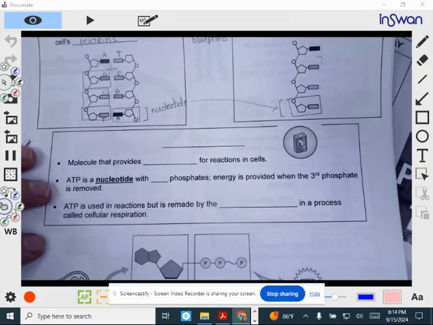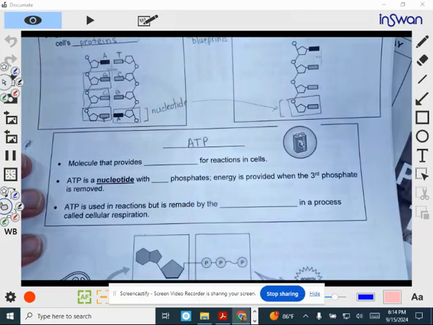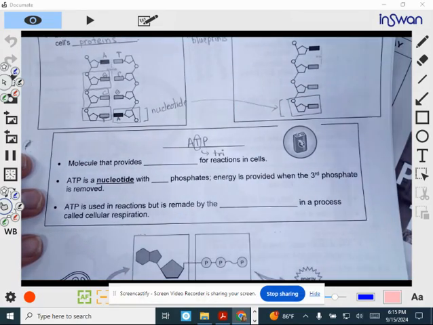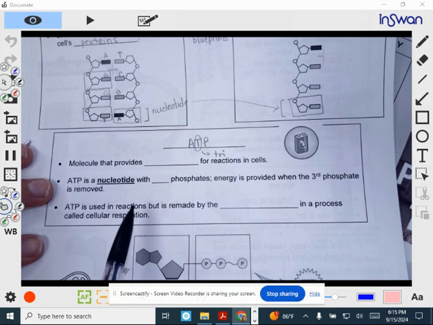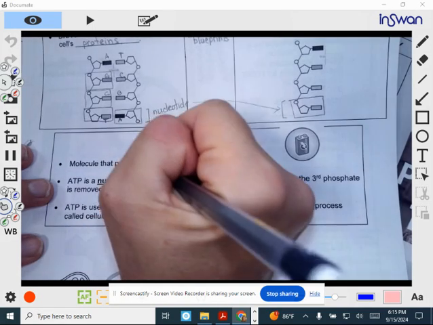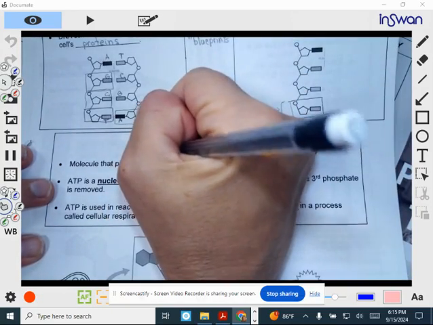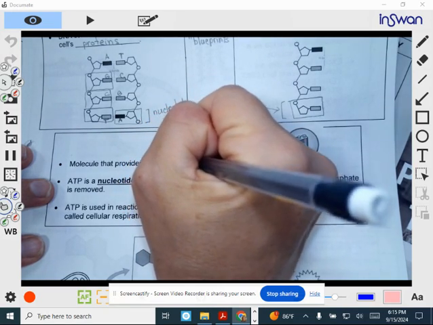Now the last nucleic acid that we're going to look at here is ATP, adenosine triphosphate. So I want you to circle the T there, and we're going to write tri, and that P stands for phosphate. That's going to give you an idea of what this molecule looks like. Now we've already mentioned ATP before. ATP is the form of energy that your cells need for the reactions. So we say that it's a molecule that provides usable chemical energy for cells.